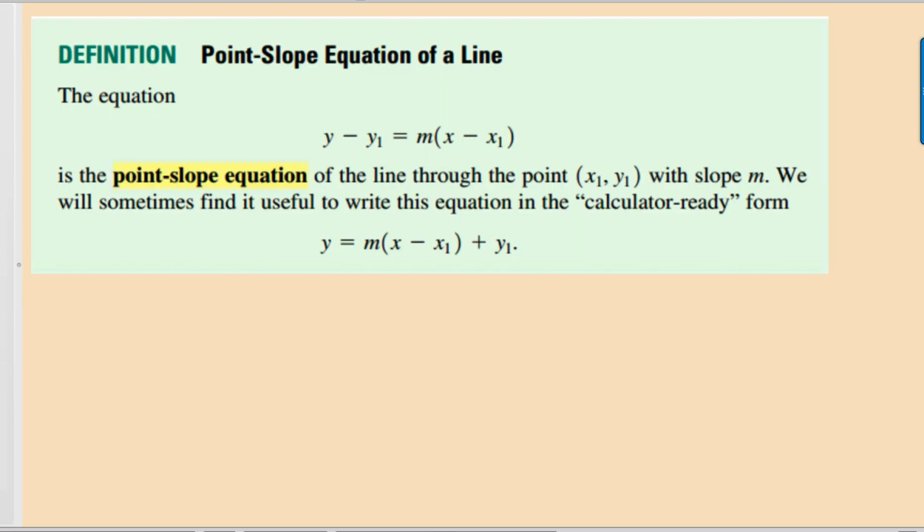Let's take a look at one of my favorite ways to represent a line, and that's called the point slope equation of a line. And notice that you need a slope and you need a point. And when you put them together, then you have an equation of a line. Now, if you want to put this into your calculator, what you'll have to do is take this value and put it to the other side. And when you put it to the other side, it is now calculator ready.